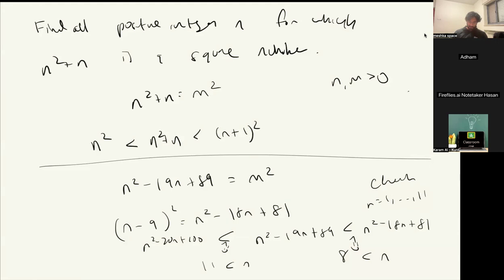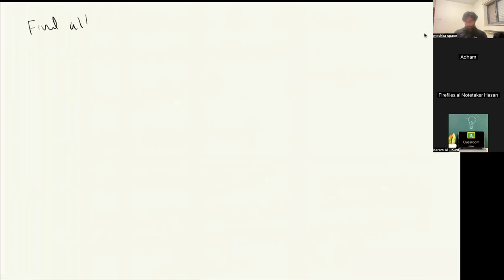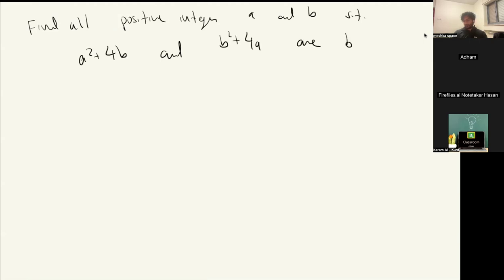Okay, so you understand the idea. That's the idea. Now let's do one more example of this idea. I think it's a very common example. So, let's find all positive integers a and b such that a squared plus 4b and b squared plus 4a are both squares. Both a squared plus 4b and b squared plus 4a should be squares.